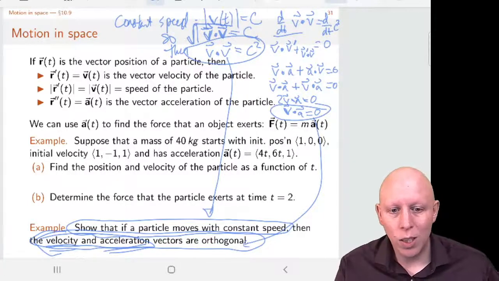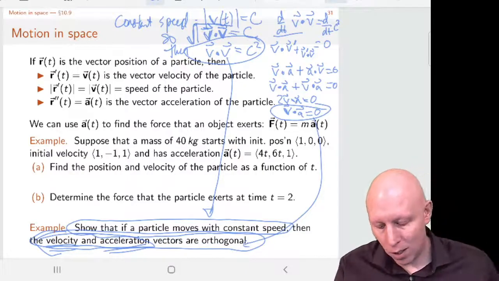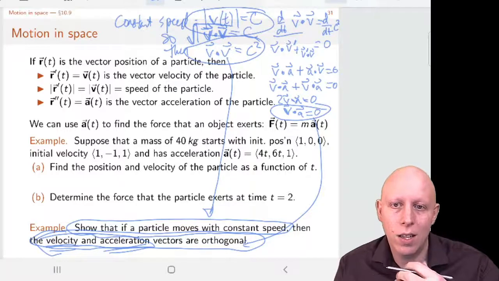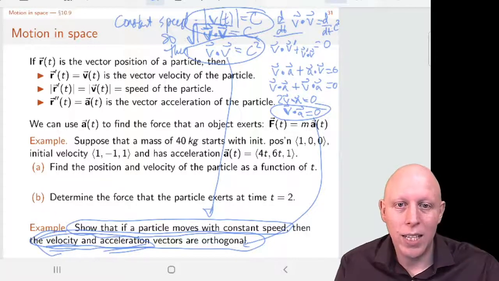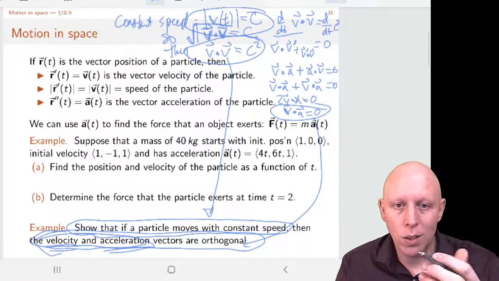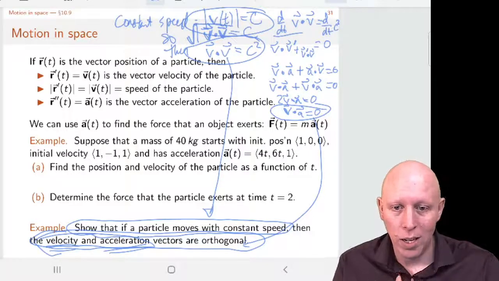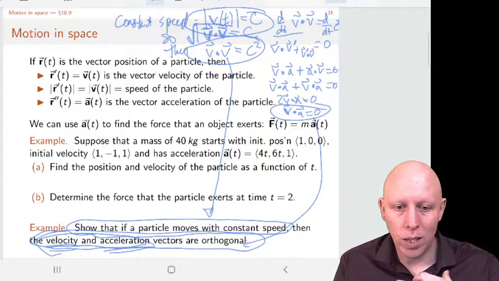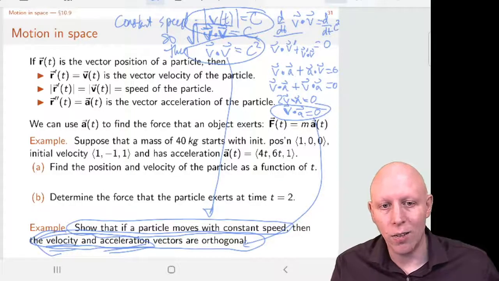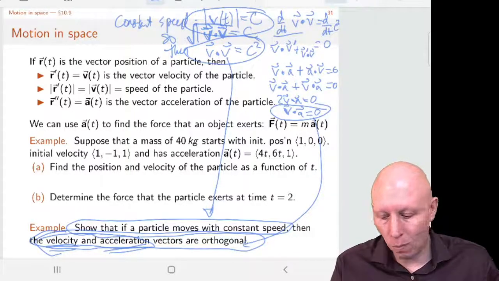So this is a really cool example because it starts off with an idea involving the constant speed, and then we have to apply the derivative, we have to apply the product rule, and when we go through all those things, we get that the velocity and acceleration vectors are orthogonal.